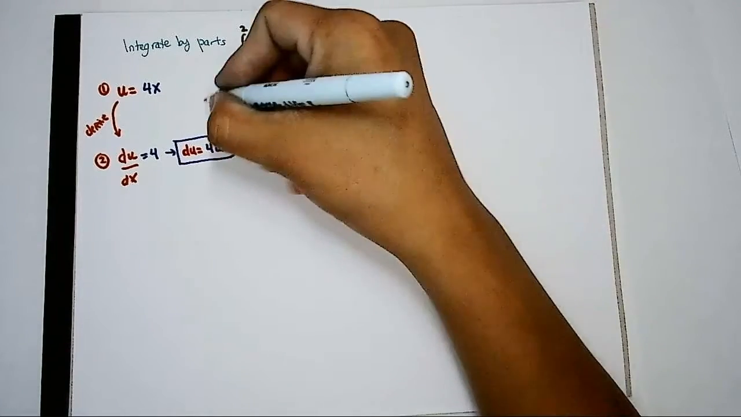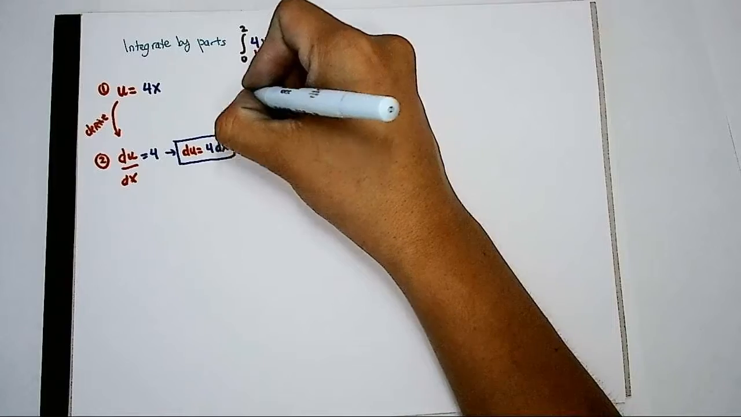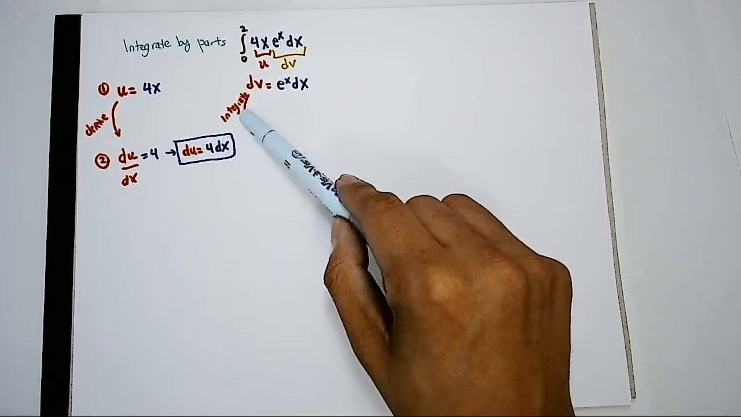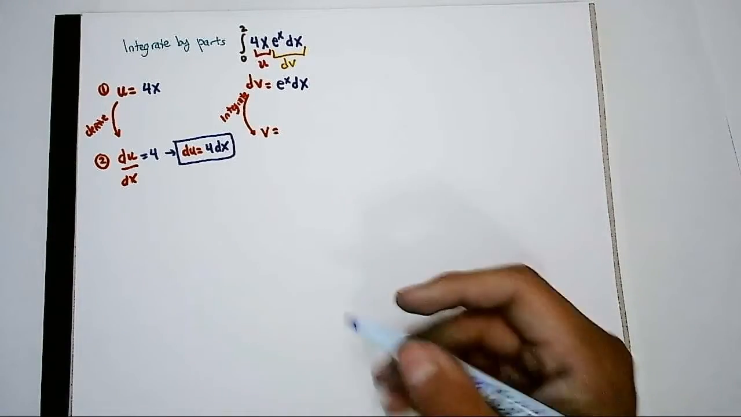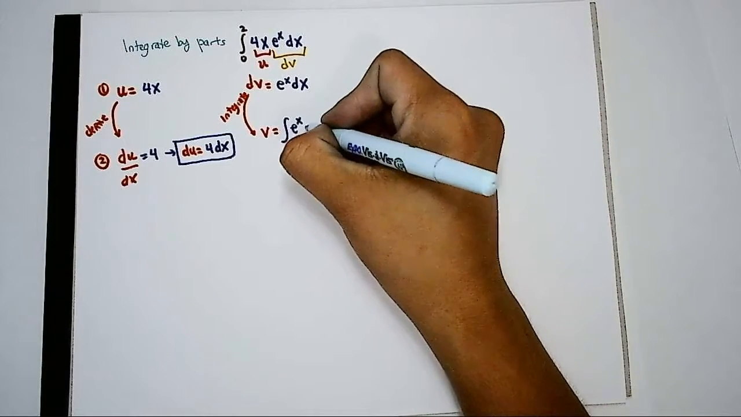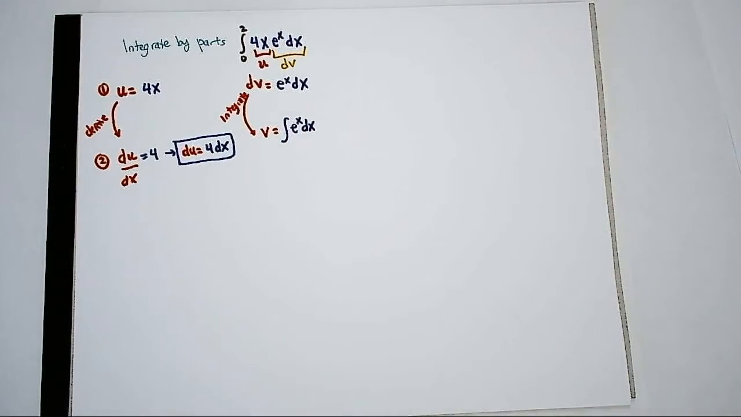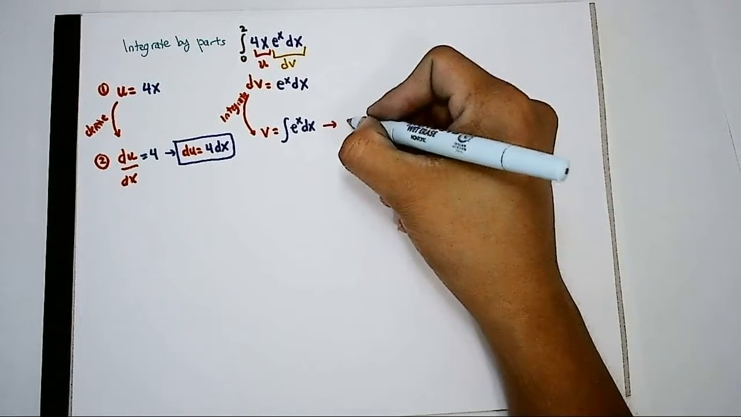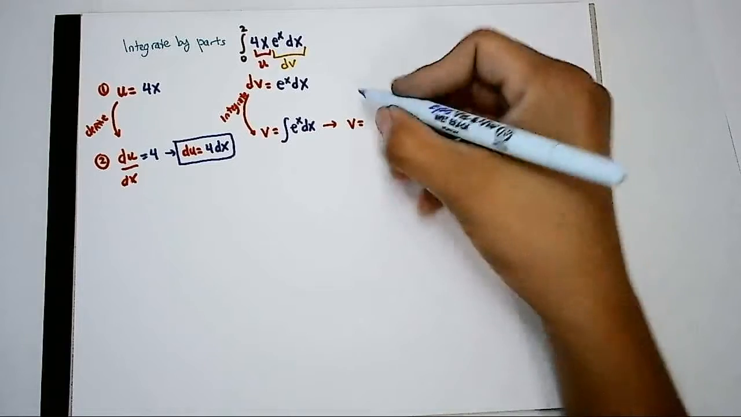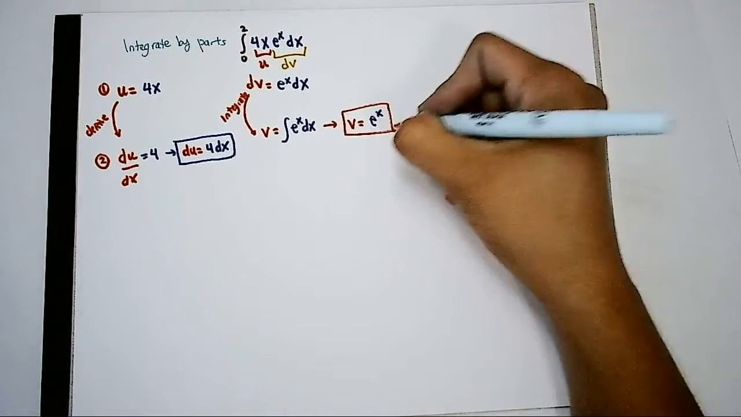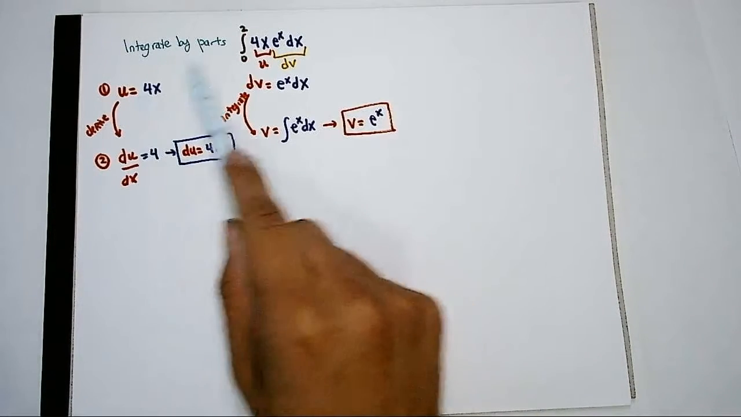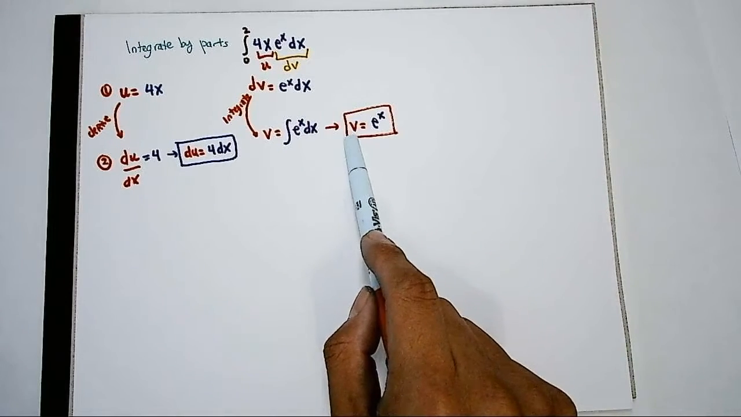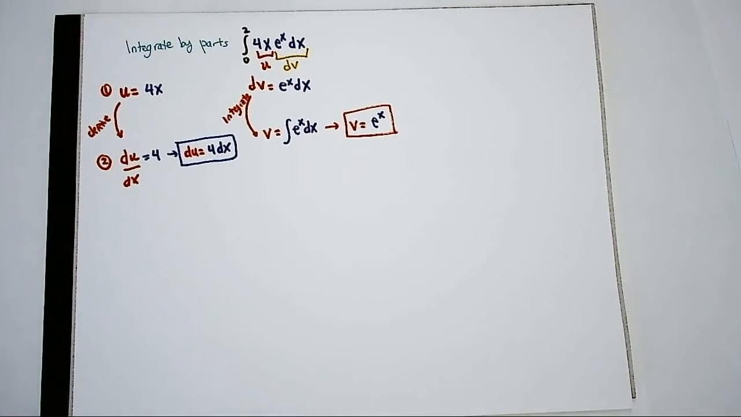And here we will integrate dv. The integration of a derivative cancel each other, therefore we will obtain v equals the integral of e to the x dx. And the integral of that is simply e to the x. In that way, we have u, v, du, and dv. We have the 4 terms that we need in order to use our formula.